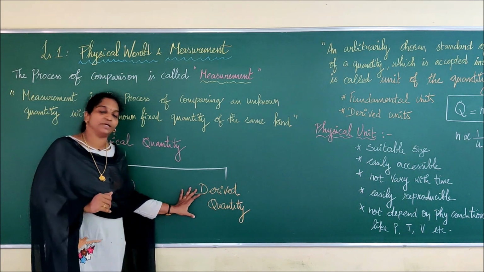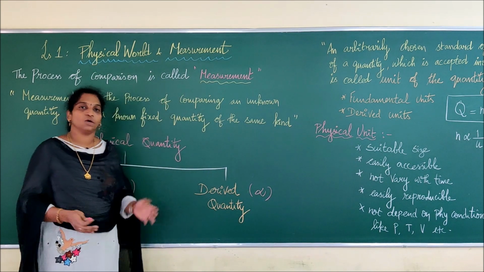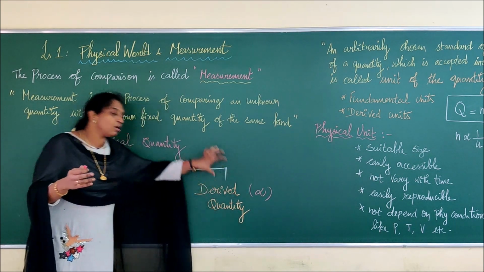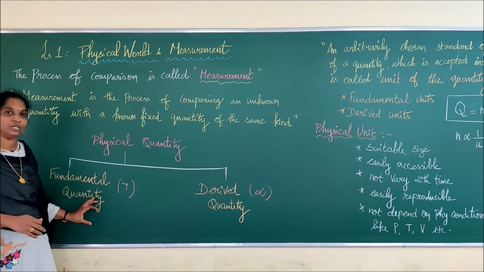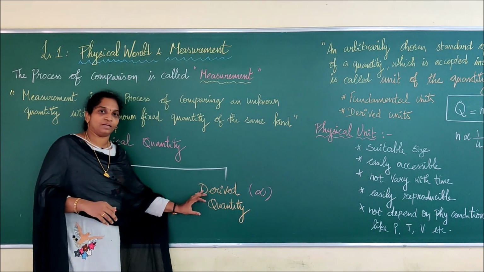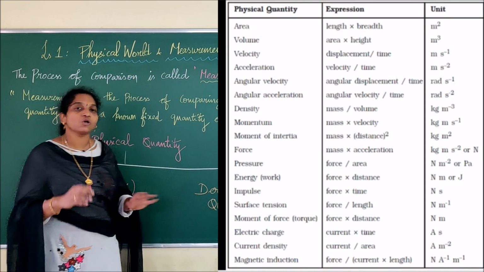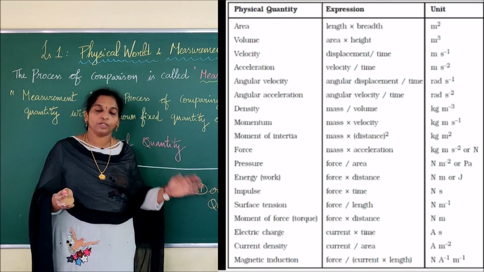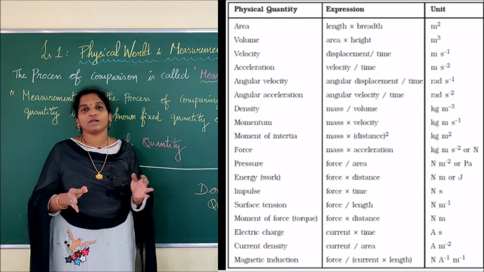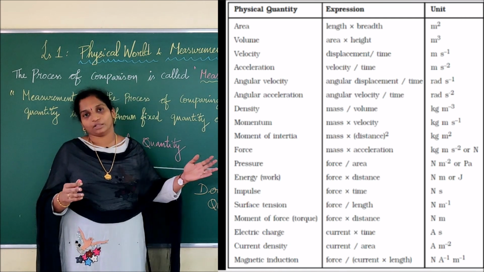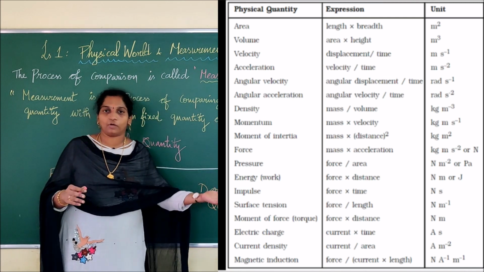Then what are derived quantities? There are infinite derived quantities, because all of them depend upon the fundamental quantities. When we explain a physical quantity with the help of fundamental quantities, we call it a derived quantity. As I said, area and volume depend upon length. The area of a square or rectangle is length into breadth. So I am using 2 fundamental quantities, length and breadth. That is called a derived quantity.